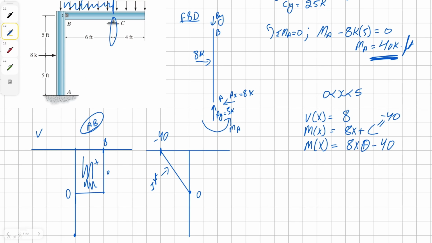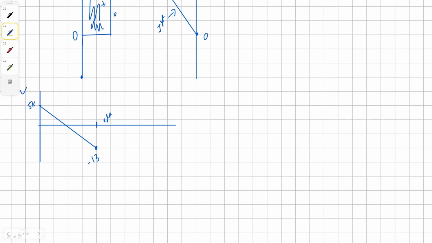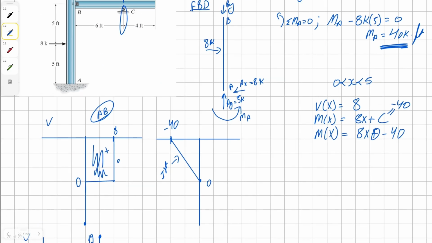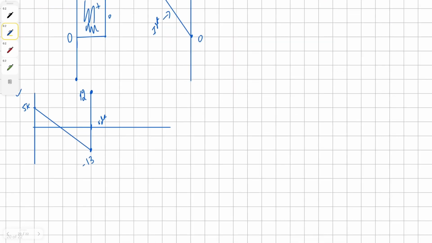And then we have Cy, which is positive 25, so negative 13 plus 25 will give us a positive shear of 12. And then we're going to do the remaining area of rectangle for the remaining uniform distributed load, which is simply 3 times 4, which is 12, and that will get us back to 0. Okay, so that was that.